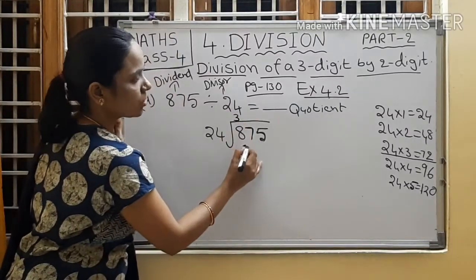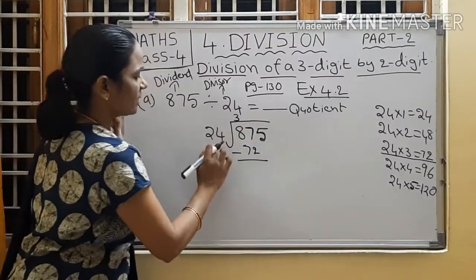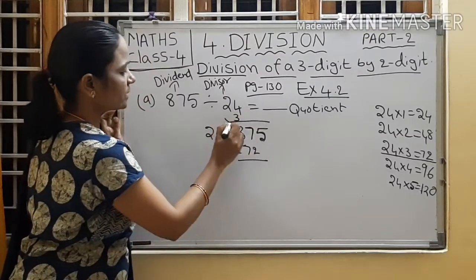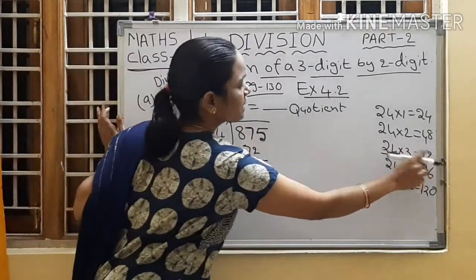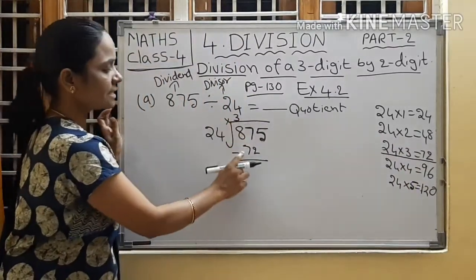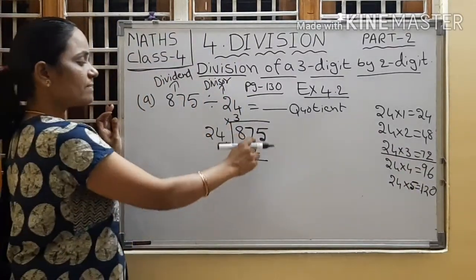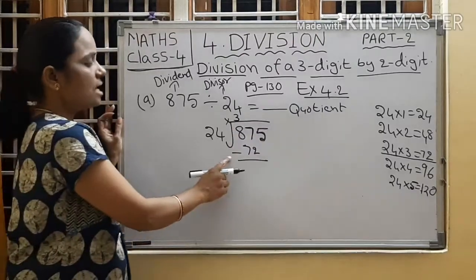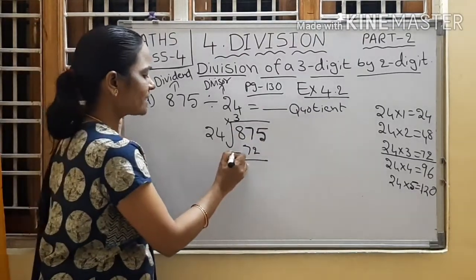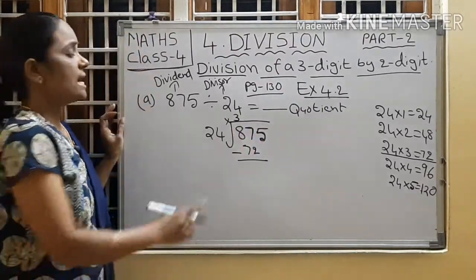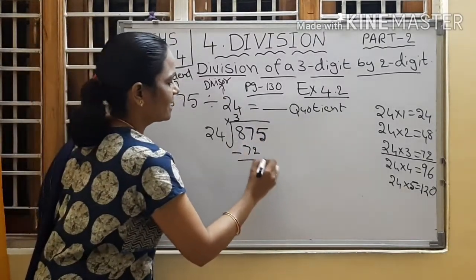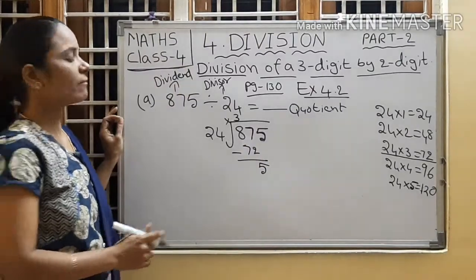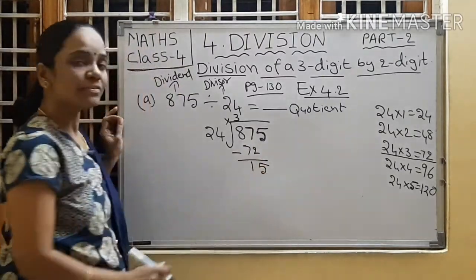Down write down how much? 72. 24 threes are 72. Now subtraction. Put the minus symbol and take subtraction. 7 minus 2 how much, children? Very good, 5. 8 minus 7 how much? 1. Now this is 15.